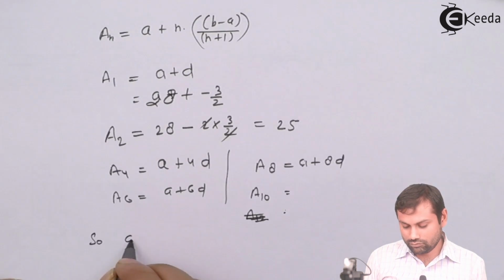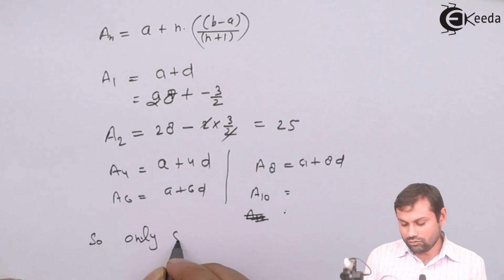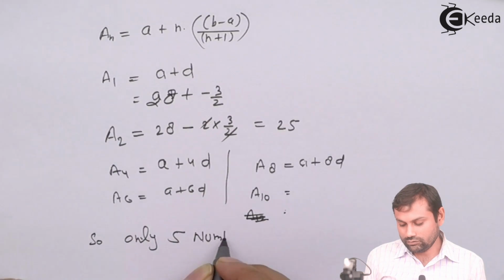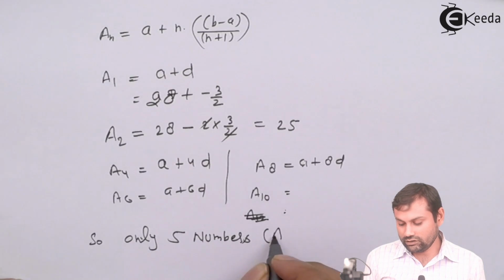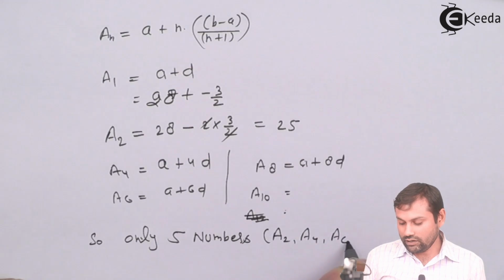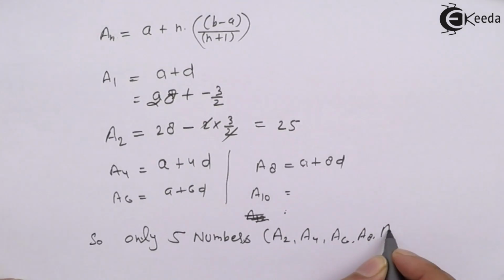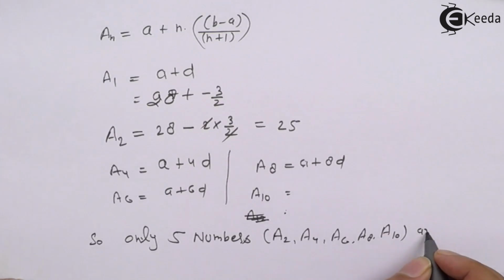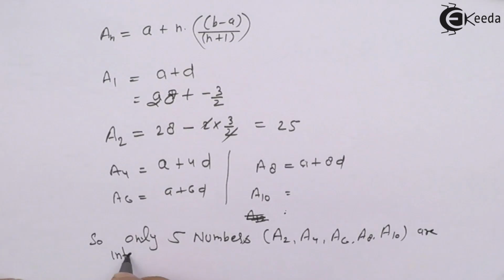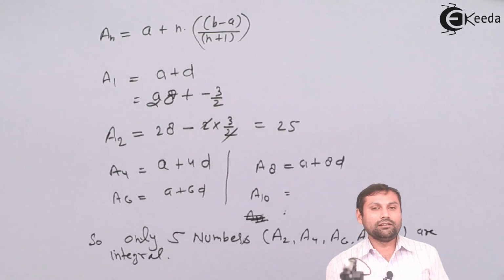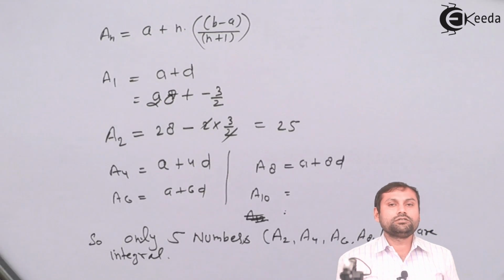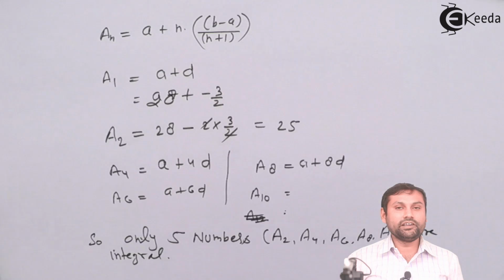So only 5 numbers, that is A2, A4, A6, A8 and A10, are integral. So here, without solving all 11 AMs, we can get it this way. Only 5 numbers are integral.